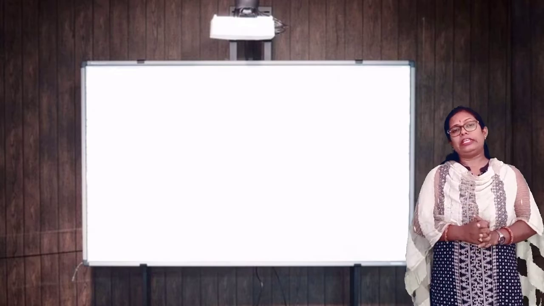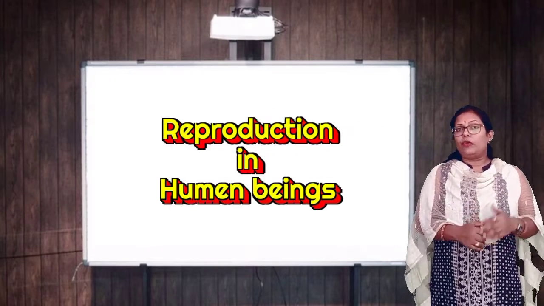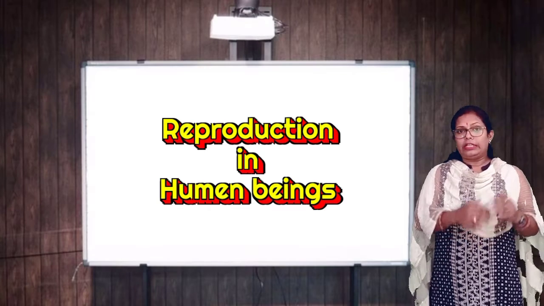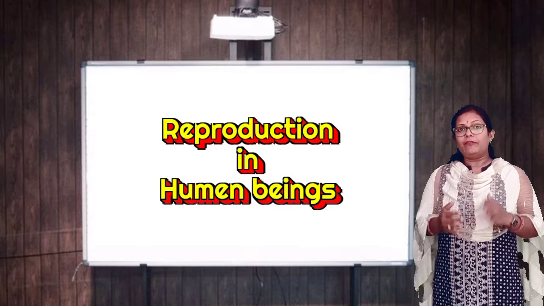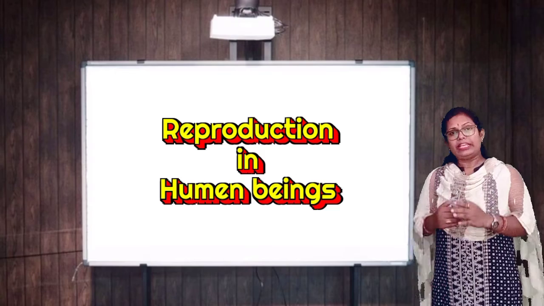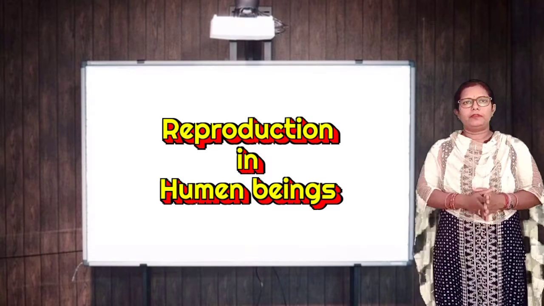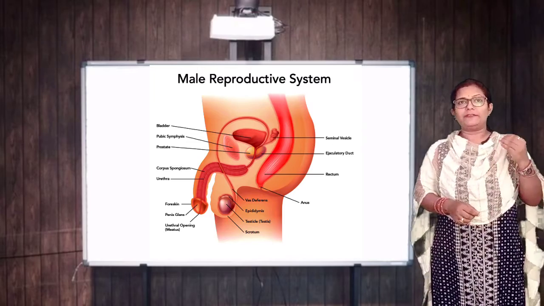Now we will study reproduction in human beings. For that we will study the structure of the reproductive organs in male and female. We will also study the structure of male and female gametes. First of all, we will talk about the structure of the male reproductive system.